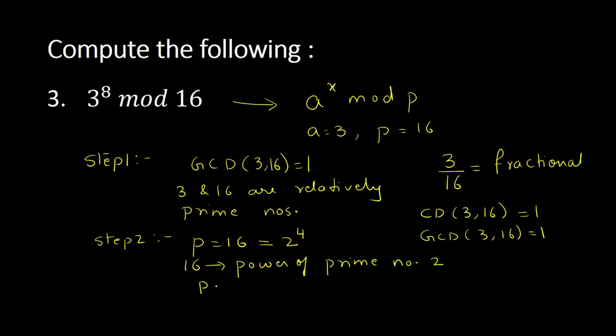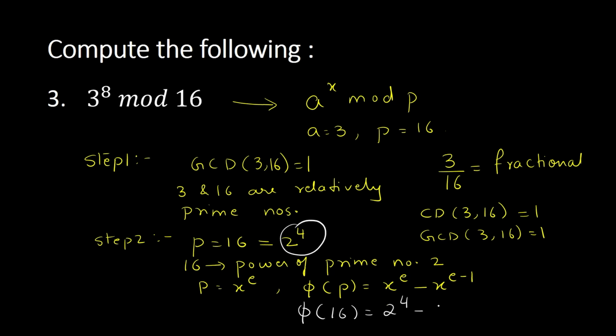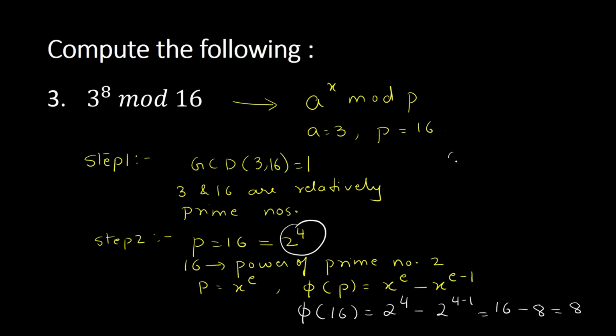Therefore, since p is of the kind x raised to e, the Euler totient of p can be computed as x raised to the power of e minus x raised to the power of e minus 1. So the Euler totient of 16 can be computed as x raised to e, what is x raised to e? That is 2 raised to the power of 4 minus 2 raised to the power of 4 minus 1, here we have to do 4 minus 1. So what is 2 raised to the power of 4? 16. And what is 2 raised to the power of 3? It is 8. So 16 minus 8 is 8. Therefore, the Euler totient of 16 that we got is 8.